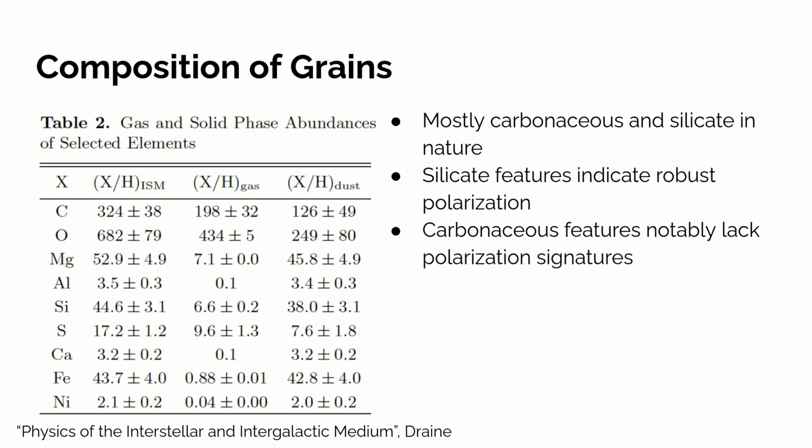The composition of the grains is mostly carbonaceous and silicate in nature. The silicate features indicate robust polarization, and the carbonaceous features unexpectedly show a notable lack of polarization signatures. Both of these have been observed.